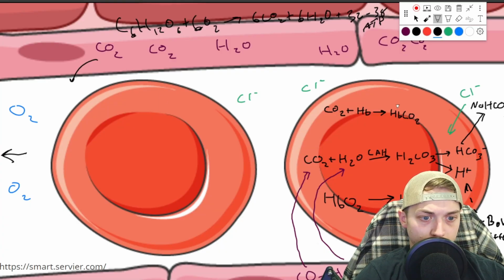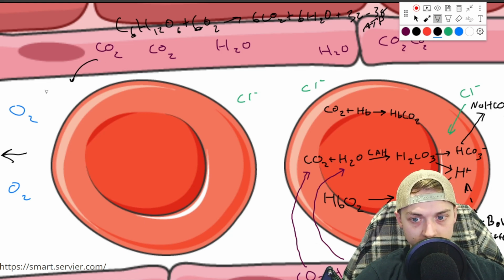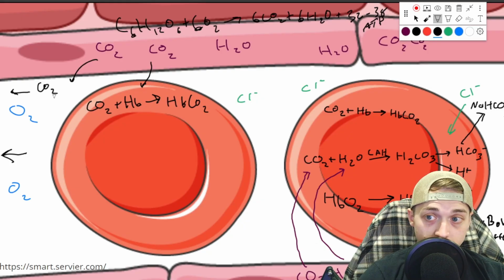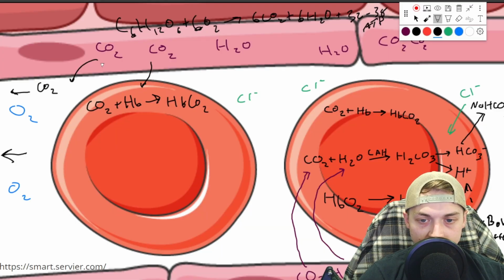Okay, so remember, some of your CO2, like 3%, is going to just get dissolved in the bloodstream, and it's going to be transported as itself, right? Some of it is going to come in here, and it's going to be converted into that carbonated hemoglobin. So CO2 plus Hb gets you your HbCO2. But most of it, by and large, is going to be transported as carbonic acid. And we will get into this.